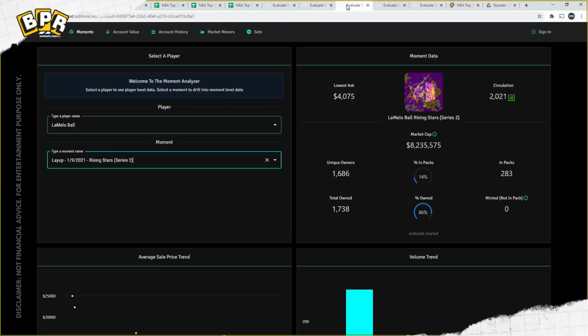So going back to evaluate.market, you can see that 86% are owned. There are no more that are not minted and not in packs, and there's 283 in packs. These could possibly be owned by NBA Top Shot, because they do set aside a few. They do allocate some packs for promotion purposes and other marketing purposes as well. So let's just assume that all those packs were distributed to everyone. So basically we have 86% that are owned.